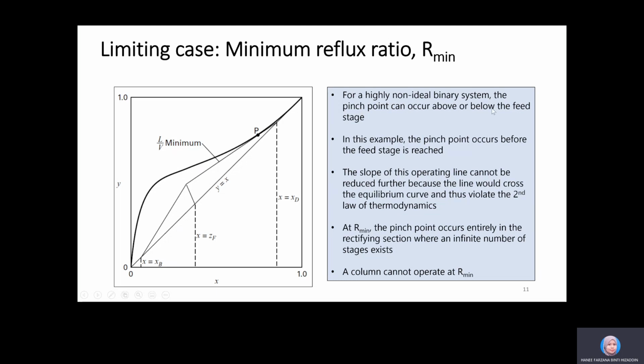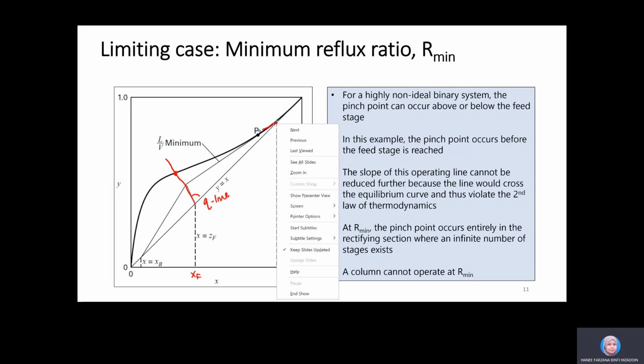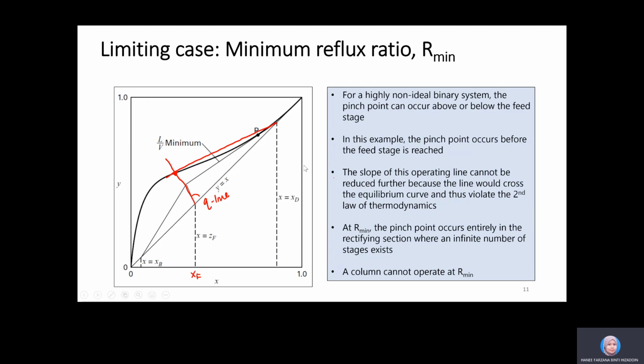The pinch point can occur above or below the feed stage. For example, in this particular example, this is your feed stage, and this is your Q line. If you draw the Q line here, it touches here, and this is your XD. If you draw a straight line from this point touching this point, you will get a line outside the equilibrium curve, so it cannot happen. It's just not possible. It will violate the second law of thermodynamics.